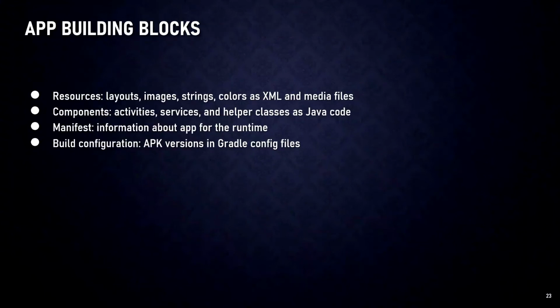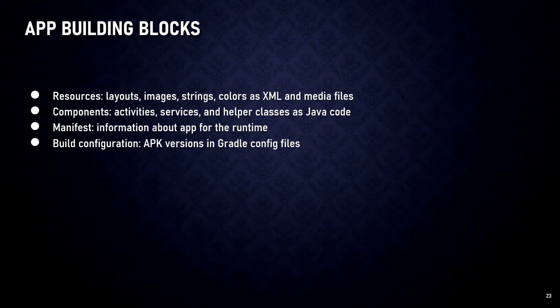Okay, so what are the basic building blocks in Android development? There are about 4 basic components. The first one is resources, which means layouts, different images, strings or colors, which are all put in XML, and also the media files, audio, video, and different things. We will use those as resource files. The next one is components, which means different activities, services, and different helper classes. These are all written in the Java language. These are also among the things we will focus on in this workshop.